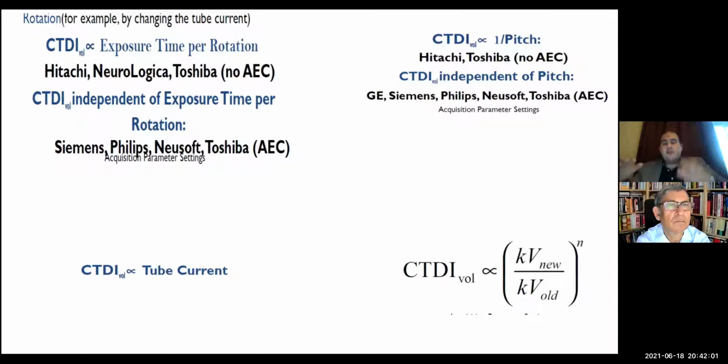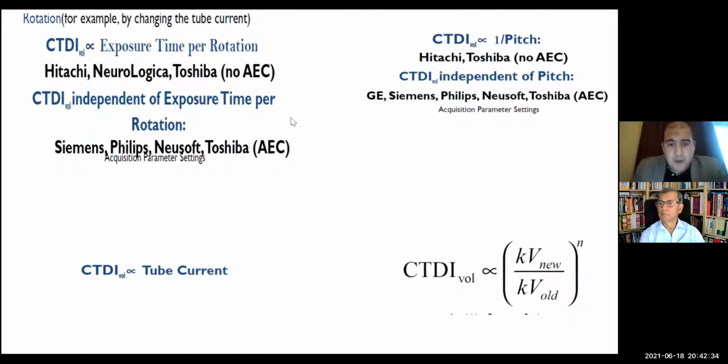You remember I told you in the previous lecture that if we scan a patient doing CT chest, abdomen, pelvis, there are different organs with different contours and different attenuation. So we have to use different milliampere for each organ, like chest, abdomen. So without using automatic exposure control, there is a direct relationship between CTDI volume, exposure time, and rotation.